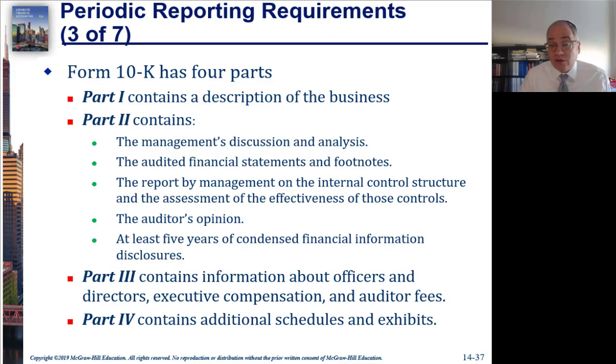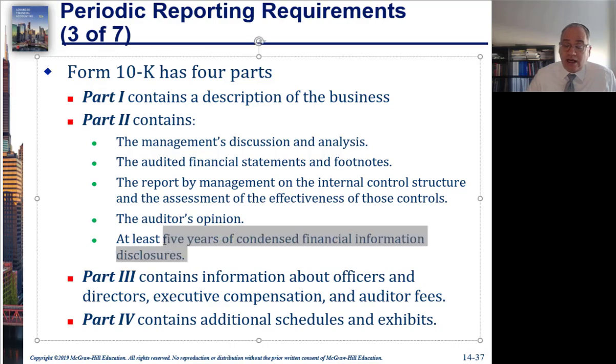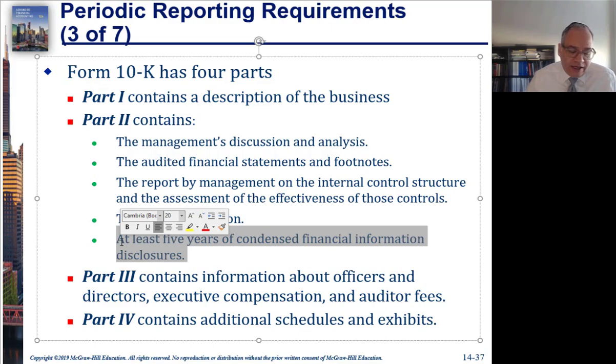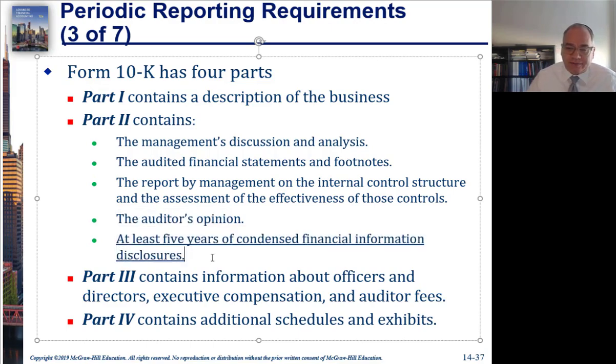Report by management on internal control structure, assessment on the effectiveness of those controls, and the auditor's opinion. The auditor's opinion also will include a statement on internal controls, and 5 years of condensed financial information and disclosures. This is the additional financial information that provides a longer period. And oftentimes companies will provide 10 or 20 years of information. And the nice thing about this last bullet point here is that if you're going to do financial analysis, this usually gives you everything you need to know in order to do financial analysis.